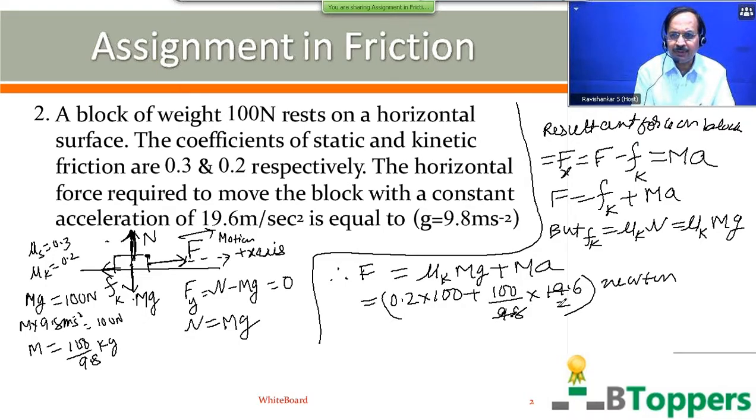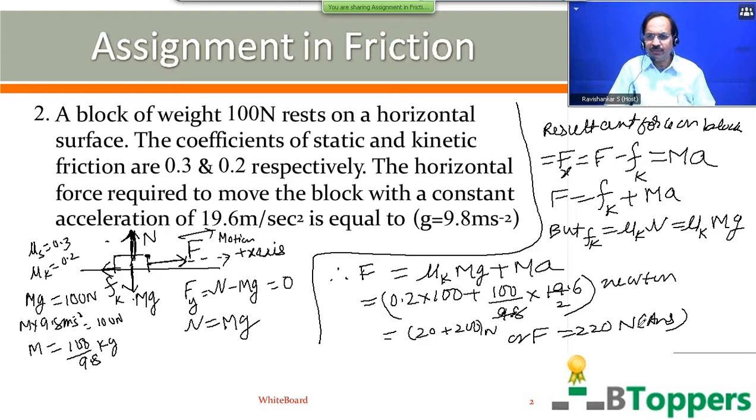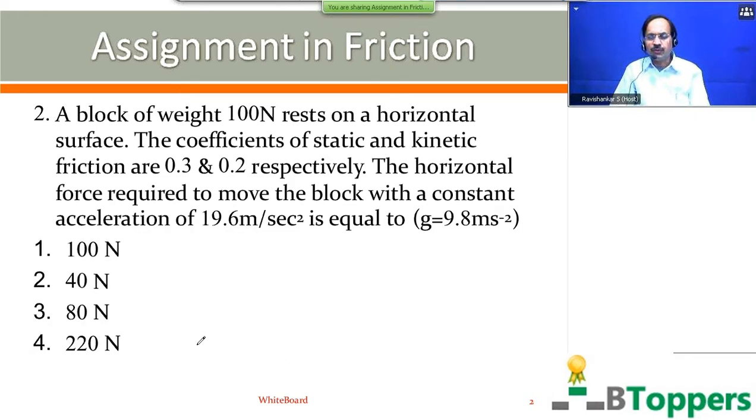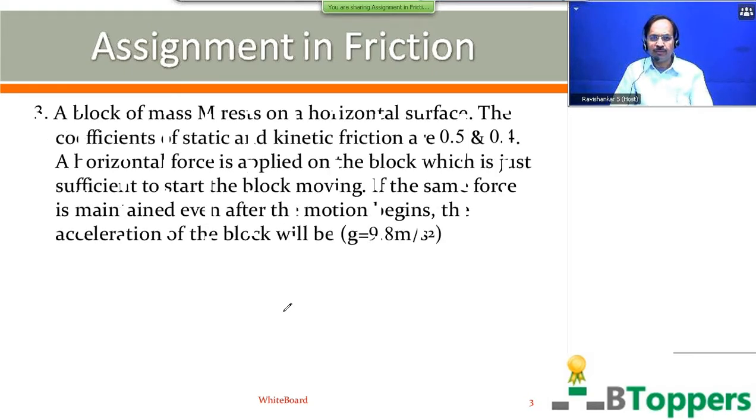So you can cancel here 2 times. So you get the answer as 20 plus 200 newtons, which is the magnitude of the horizontal force required to move the block. The force for the given acceleration is 220 newtons. So the answer is 220 newtons. Therefore, for question number 2, which I have just discussed, the fourth option is the answer, 220 newtons. See question number 3 next.